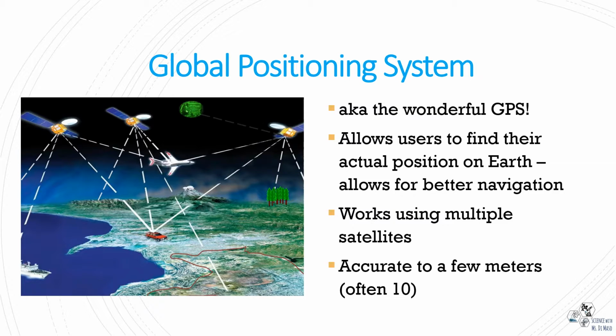The next type is GPS, the Global Positioning System. I hope you guys know this one because we use it almost every day, I bet. So this is going to allow our users to find their actual position on the Earth, their actual latitude and longitude, and it allows us to navigate the world better. This one works by using many different satellites, and they all are locking onto your signal, and they can tell you where you are.